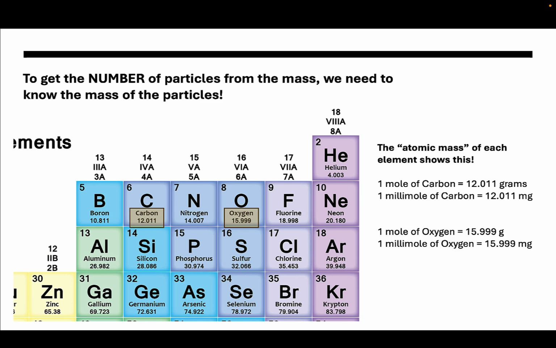1 mole of oxygen, 15.999 grams. 1 millimole of oxygen, 15.999 milligrams. This atomic mass shows the number of grams per 1 mole of this element.